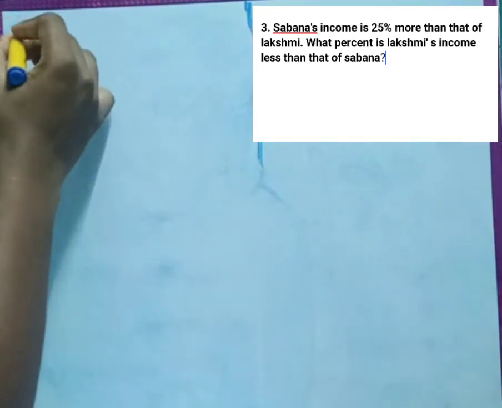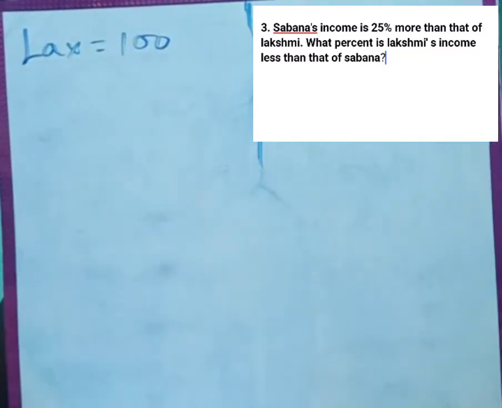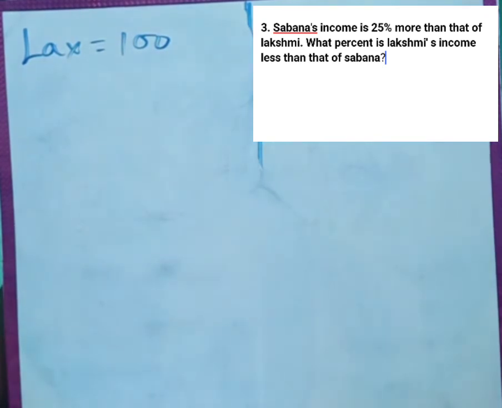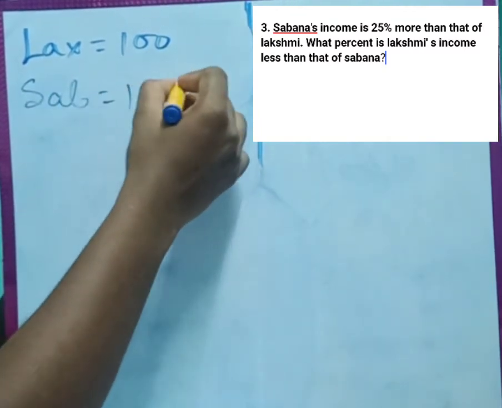So for my ease, I can assume Lakshmi's salary is 100 rupees, right? For example, we just have to get to a solution. It doesn't matter whatever their salary is, who's getting more, who's getting less. According to the question, Shabana is getting more income than Lakshmi. So let us assume Lakshmi's salary is 100. So if Lakshmi is earning 100, then what is Shabana's salary? Obviously, in this question they have mentioned that Shabana is getting 25% more than Lakshmi. So if Lakshmi is earning 100 rupees, what is the salary of Shabana? Obviously, what is 25% of 100? 25. So Shabana is earning 125 rupees, right?